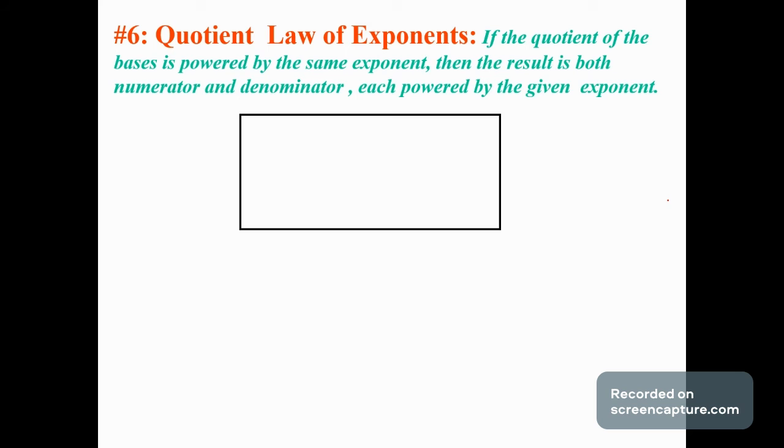Next, number 6, the quotient law. So we're done with the product law. Now, let's proceed with the quotient law. This is actually similar to the product law. If we have a quotient of the bases and it has the same exponent, then both the numerator and denominator will each be given the same exponent. So if we have parenthesis x over y to the power of n, then it is x to the n over y to the n.